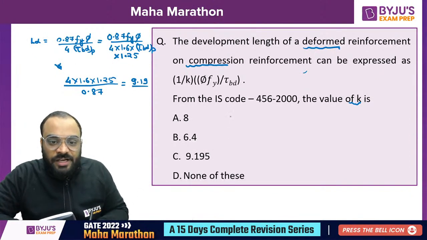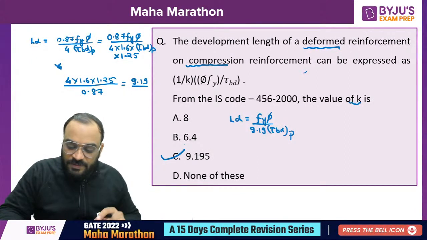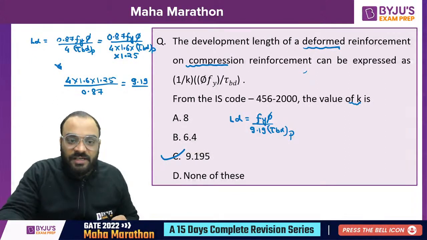So this particular LD value will become Fy into phi divided by 9.19 tau BD permissible. So the value of k is equal to how much? C is the correct answer. Crystal clear? Very nice, guys.